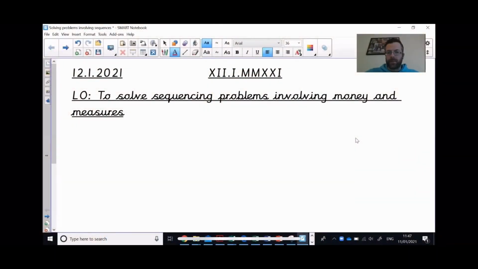Sorry, Year 6. So today we are looking at solving sequences involving money and measures, and we're going to be doing that with word problems. So I'm going to take you into my screen and then I can talk you through a couple of examples before you get on with the work. Okay, here we go. Like I said, we are looking at solving sequences problems involving money and measures.